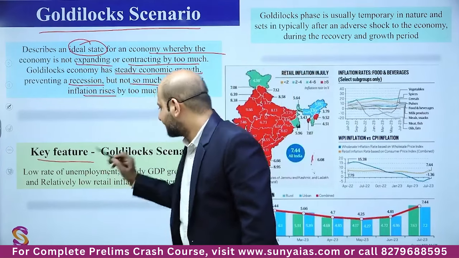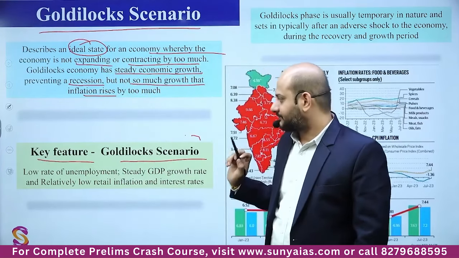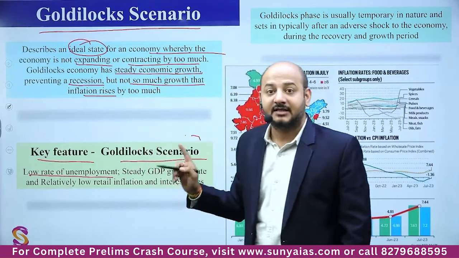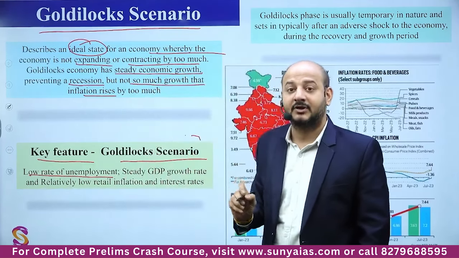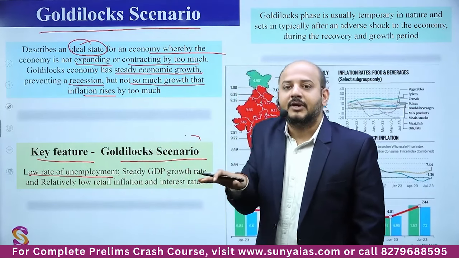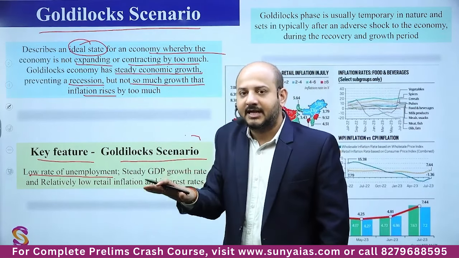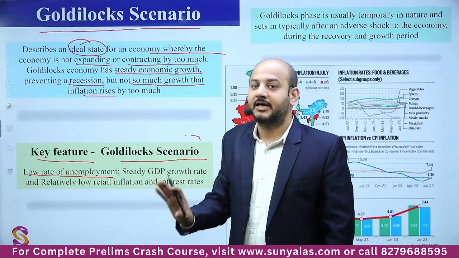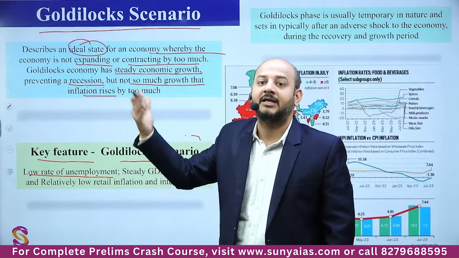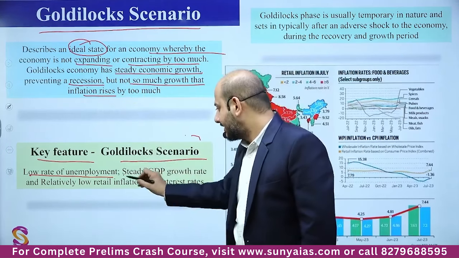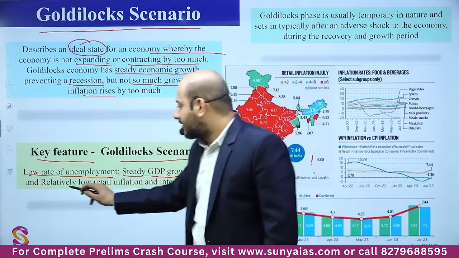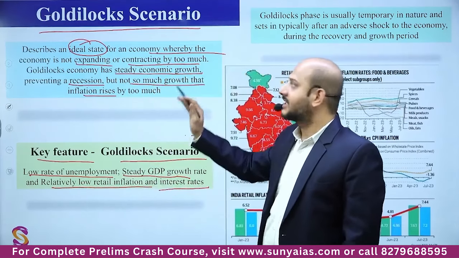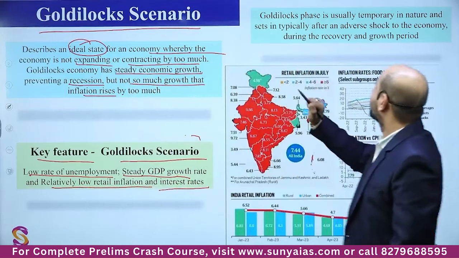Key features of the Goldilocks scenario: low rate of unemployment. Now understand the key words over here that you should be writing down. It is not saying that more employment, but it is saying that less number of unemployments. Less people will be unemployed. It is not saying that more people will be highly employed. Steady GDP growth rate and relatively low retail inflation and interest rates. This is called as Goldilocks scenario.